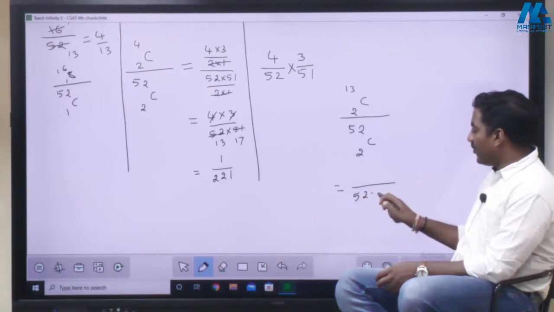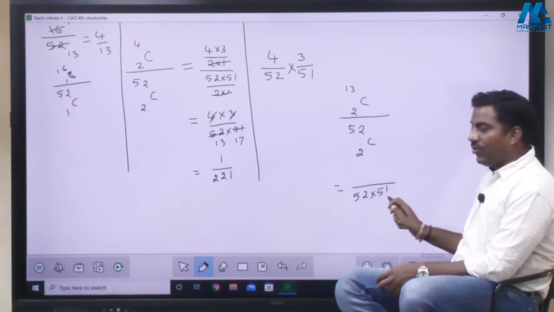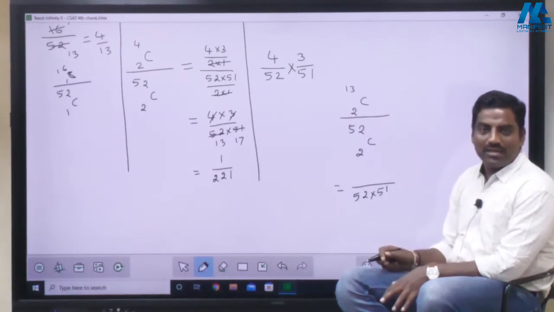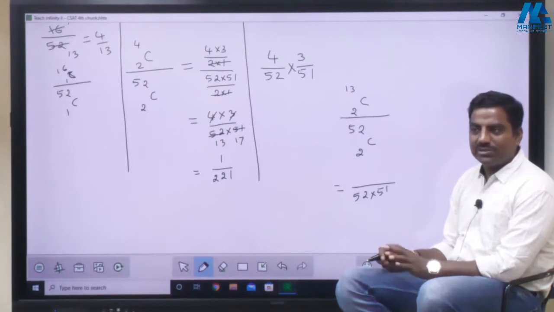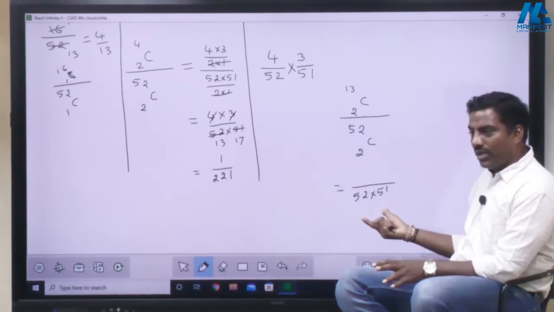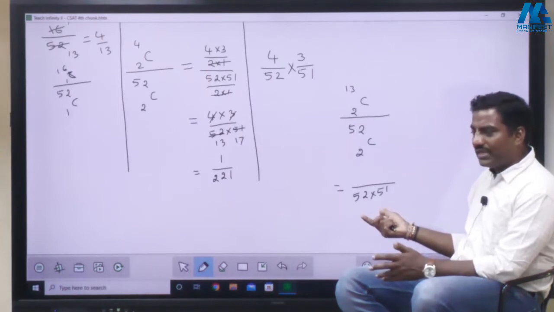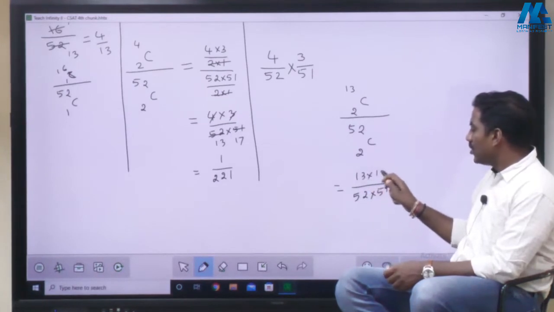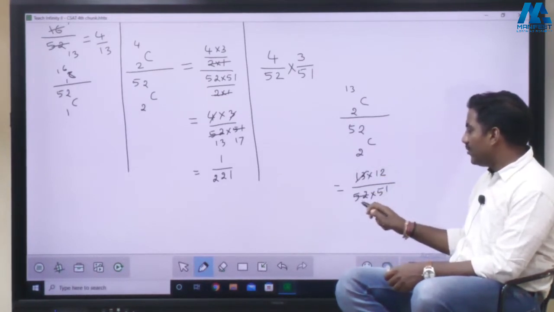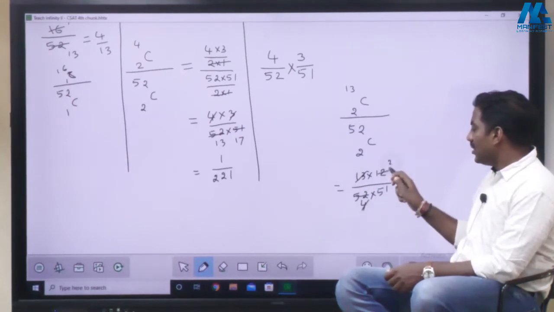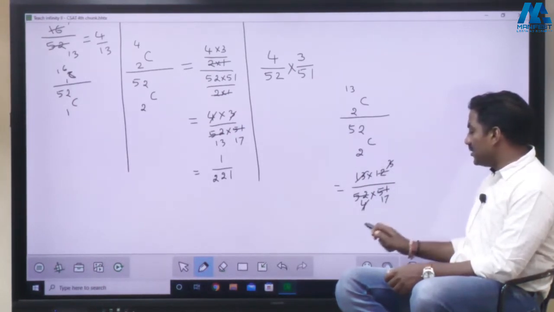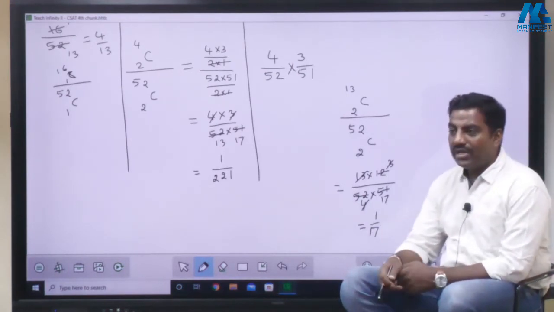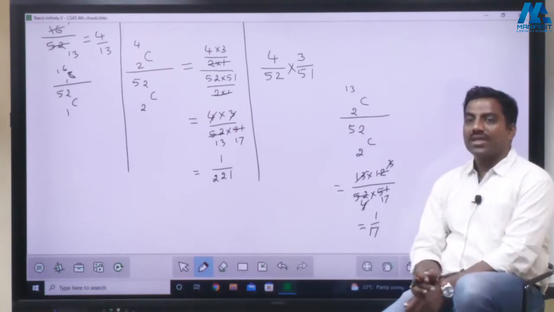52 into 51. I am not writing 1 into 2 because in the numerator also I have to write 1 into 2. I'll discard that one. Can I take that much privilege? Instead of writing 1 into 2 here, I'll not prefer writing that because I have to cancel it with this. So in the numerator, I'll directly write 13 into 12. 13 ones are 13, fours are 4, ones are 4, threes are 3, ones are 17s are. So the probability of getting 2 diamonds is 1 by 17. Okay, fine.